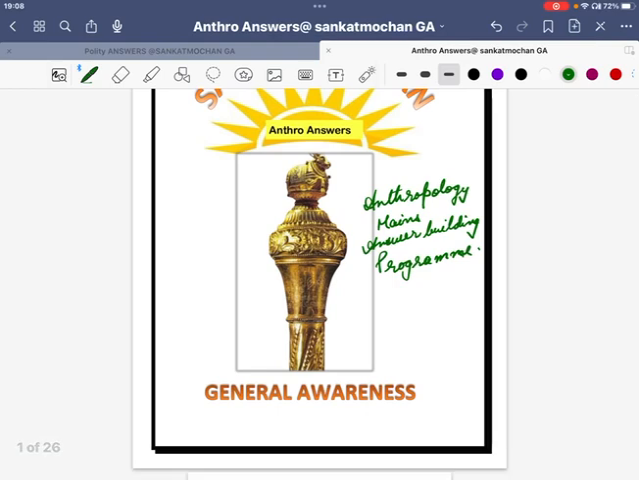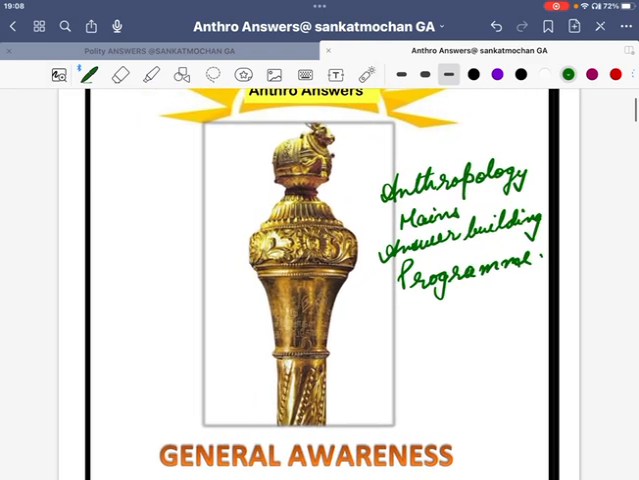As promised, we are coming up with the mains answer building program, that is the Zero to Hero series, and in the same series we are also coming up with the Anthropology optional mains answer building program. The main problem in the anthropology subject is that we have read the entire syllabus two or three times. Still, we are not able to make a proper, well framed answer to get above 300 marks.